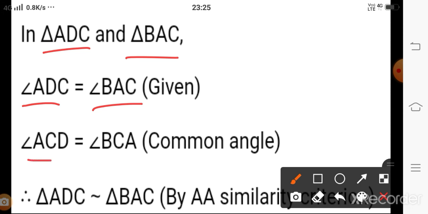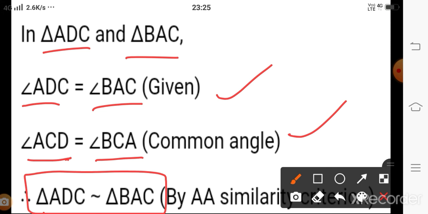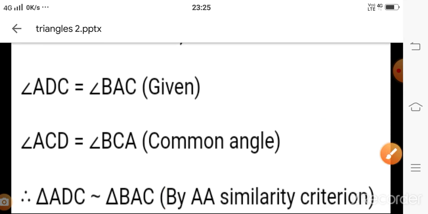And if you consider angles ACD and BCA, these two angles are common. And if two corresponding angles are equal, we are able to write that triangle ADC is similar to triangle BAC by AA similarity. And if the triangles are similar, we are able to write the corresponding sides proportional.